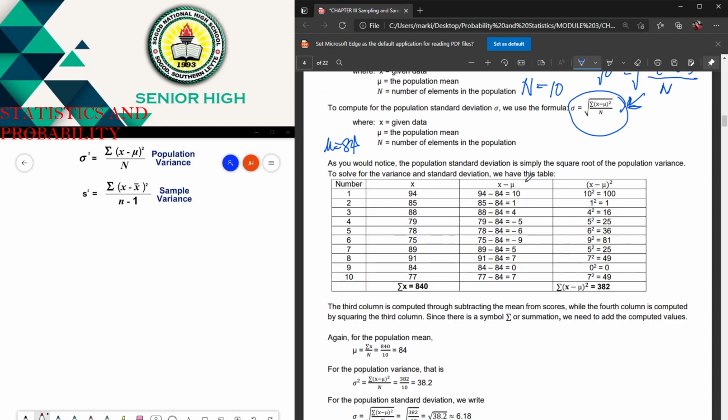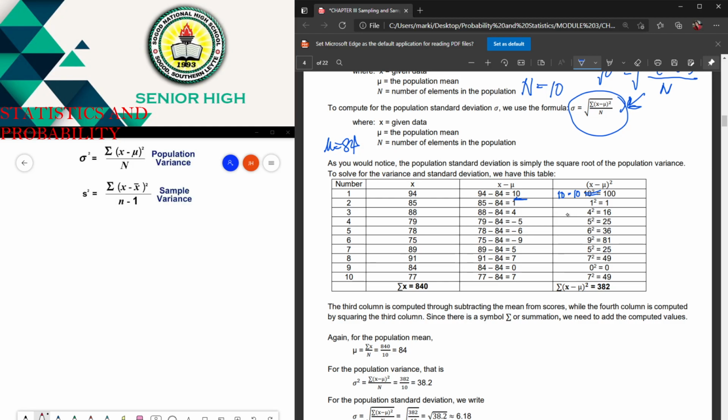X, then x minus the population mean, then you square it. Okay? So, no need to put this number; it depends upon you, but it has no use. Just count the number of elements. As you can see here, you add, and x here, again, is the given data. So, your x here is 94, you subtract the population mean. And then the answer of this is 10. In the third column, you just square it. So, not 10 times 1/2, but 10 times 10. So, this is 100.